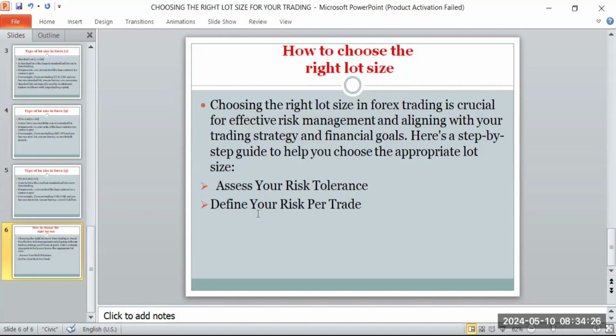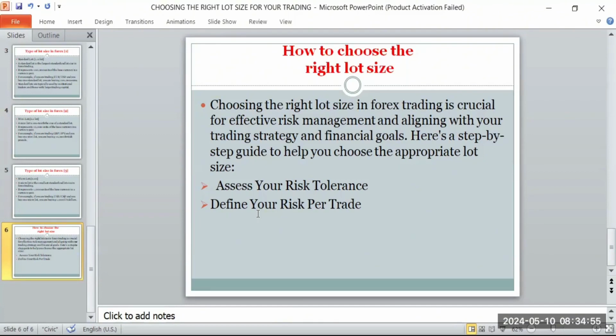So you need to lower your risk so that you don't experience all of this, and you need to understand your own emotional psychology before entering any trade. So it's very, very important for you to assess your risk tolerance, okay? And then secondly, you need to define your risk per trade, okay? Like I said earlier, you need to define your risk per trade before entering the trade.